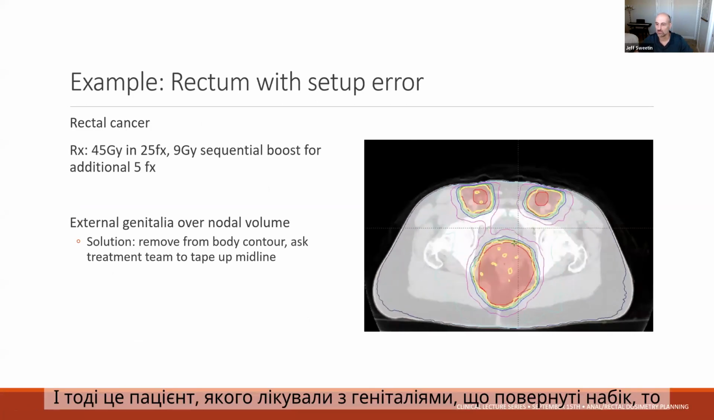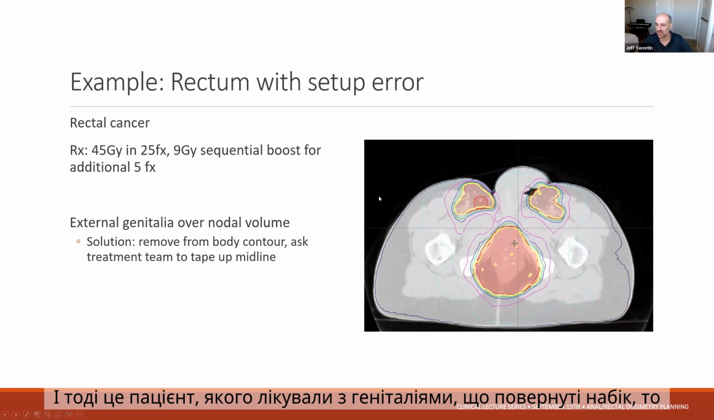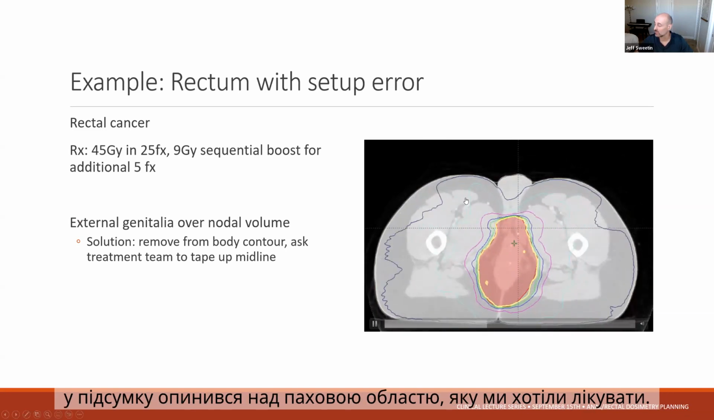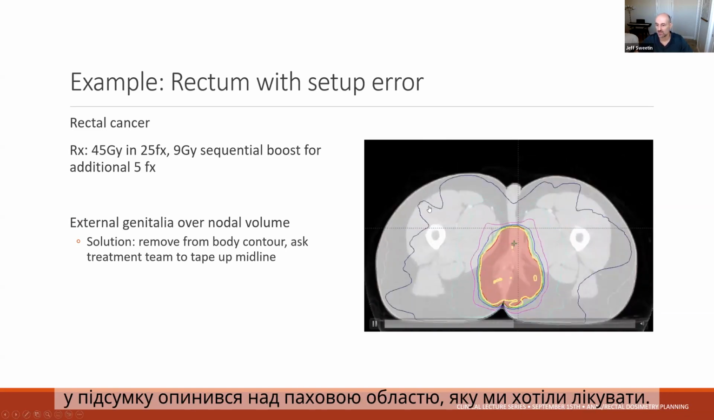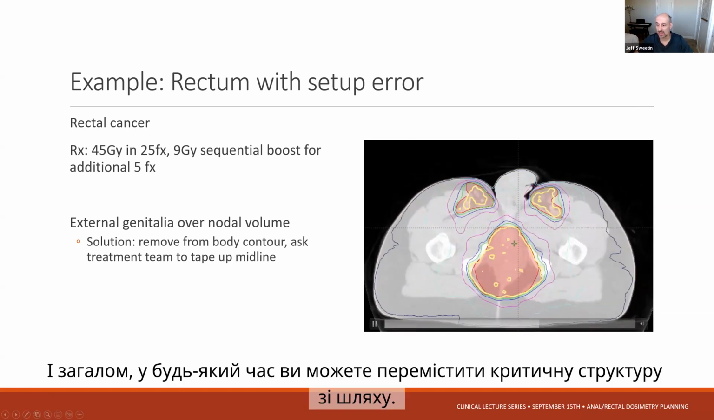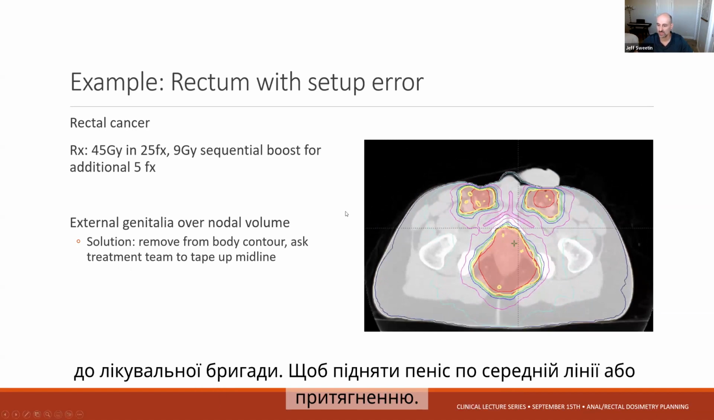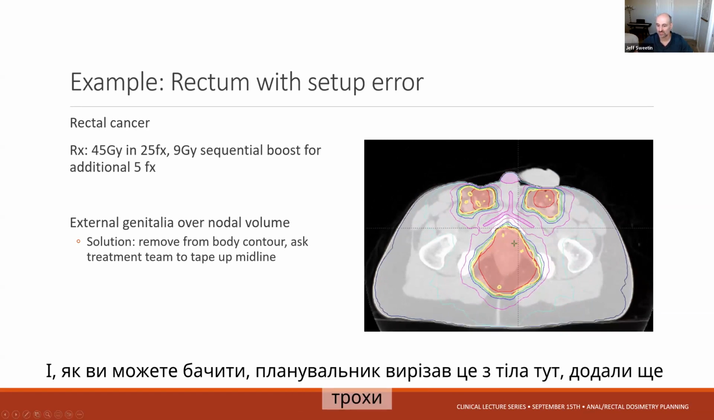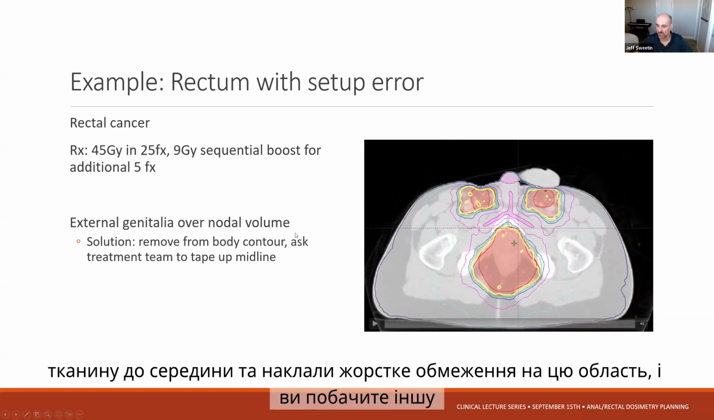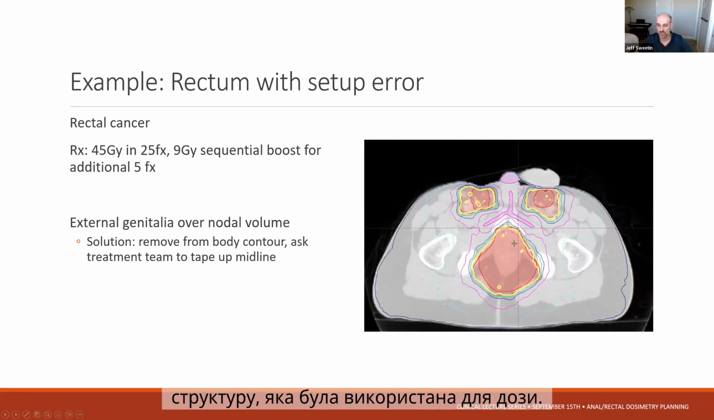And then this is a patient that was stemmed with the genitalia resting to one side that ended up being over the inguinal area that we wanted to treat. And in general, anytime you can move a critical structure out of the way, it's ideal to take advantage of. So in this case, after being discussed, it was communicated to the treatment team to tape the penis up midline for each fraction. And as you can see, the planner carved it out of the body here, added a little bit more tissue to the middle and put a hard constraint on that area. And you can see another tuning structure that was used for the dose bridging.